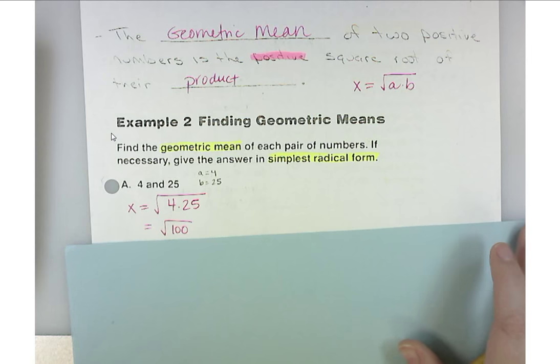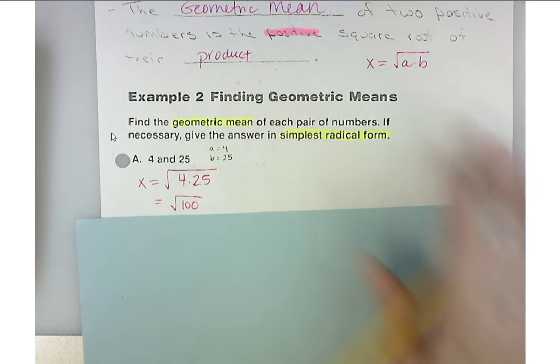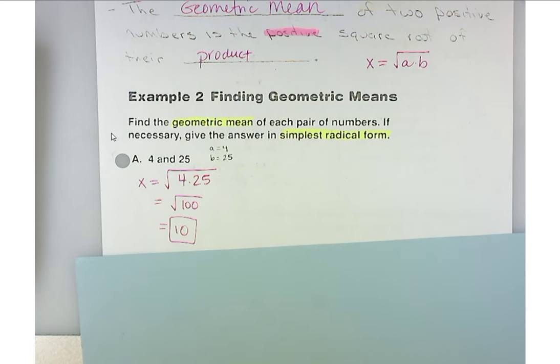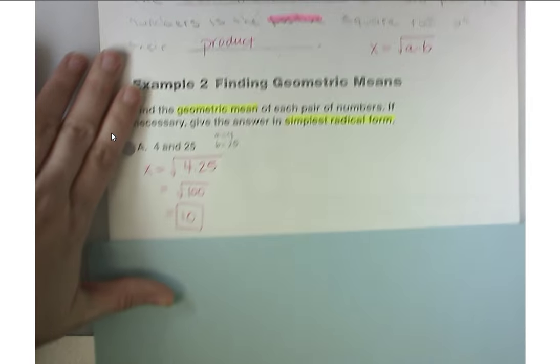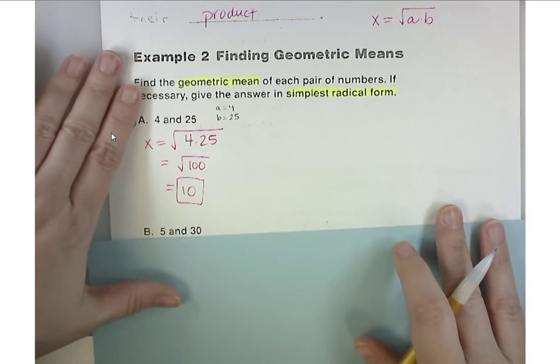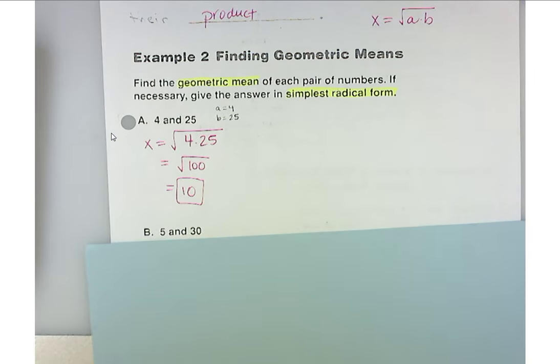So the square root of 100 is what? 10. So we're always using the positive. You don't have to worry about the plus or minus with this. So your geometric mean for 4 and 25 is going to be 10. Okay, so I'm going to give you a few seconds to set up B.